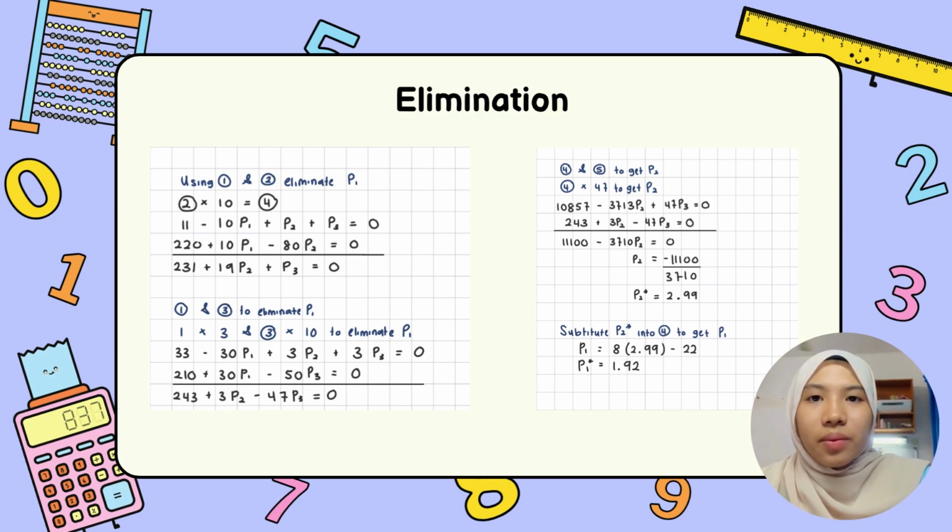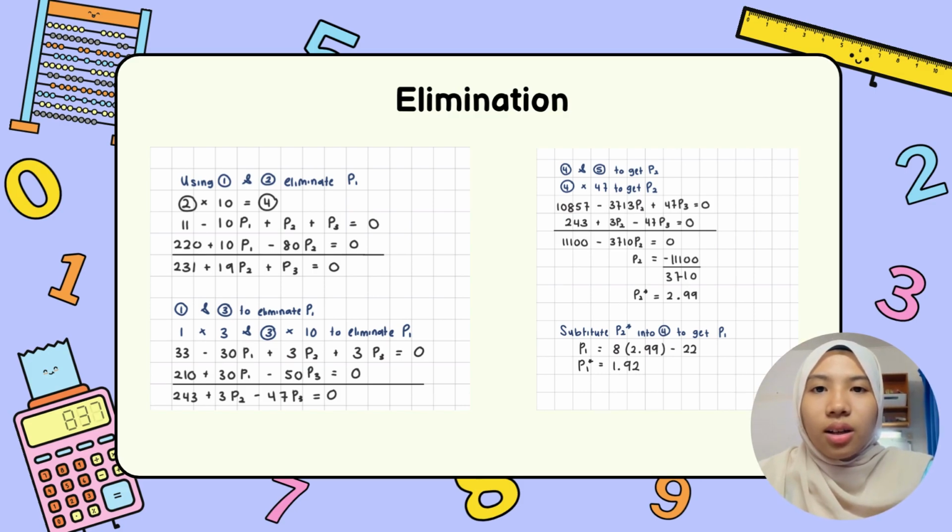Next step is 1 and 3 to eliminate P1. 1 times 3 and 3 times 10 to eliminate P1. 33 minus 13P1 plus 3P2 plus 3P3 equal to 0. Plus 210 plus 13P1 minus 14P3 equal to 0. Get 243 plus 3P2 minus 47P3 equal to 0.